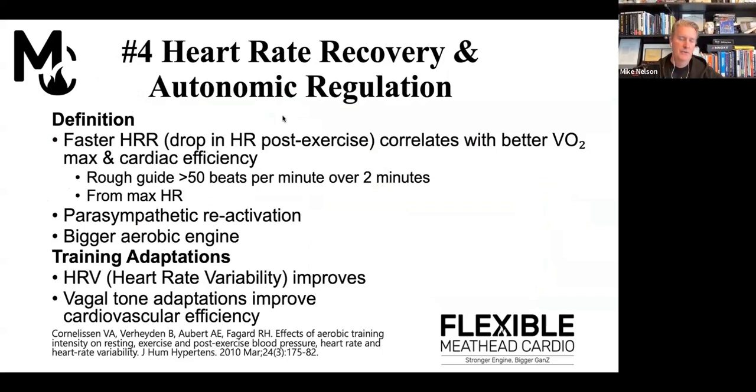All right. So number 4 is heart rate regulation and autonomic regulation. This will be the last principle we cover today. So faster heart rate recovery, HRR, this is a drop in heart rate post-exercise. And this generally has to be close to max exercise, at least for the numbers we're giving you here. This does correlate with a better VO2 max and cardiac efficiency. So if you have someone do a max test, I'm a huge fan of having them do a 2-minute heart rate recovery test. If it's a true max test, they're not going to feel like doing much for a couple minutes at least after the test anyway. So we might as well grab some cool heart rate data.